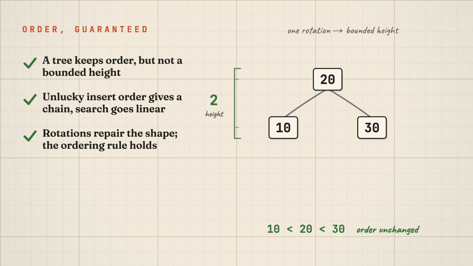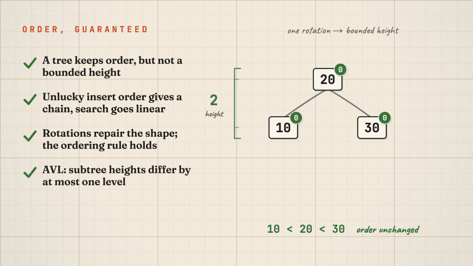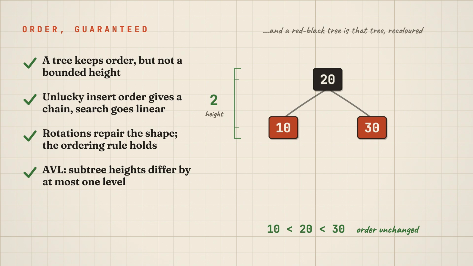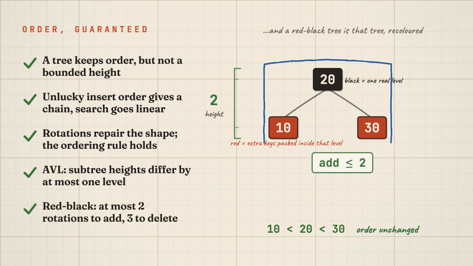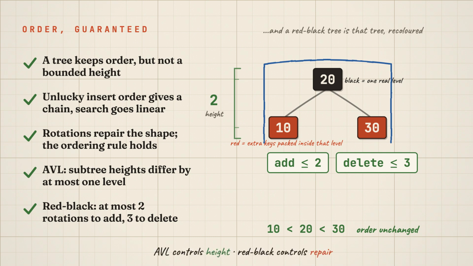AVL stores subtree heights and permits a difference of at most one level. That gives it a very tight height bound. Insertion repairs one location, but deletion may rotate at several levels. A red-black tree can be understood as a balanced 2-3-4 tree, represented using ordinary binary nodes. Black nodes count real levels, red nodes are additional keys packed inside those levels. It accepts a looser shape, but insertion requires at most 2 rotations, and deletion at most 3. AVL tightly controls height, red-black tightly controls structural repair.